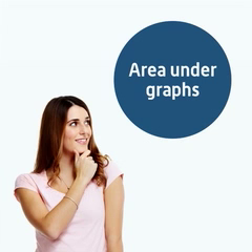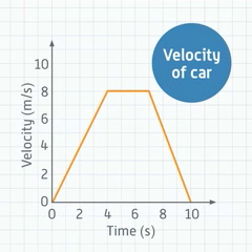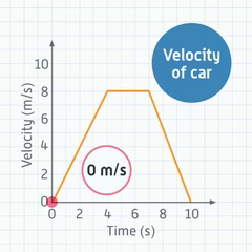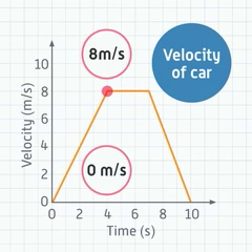In this chapter, we'll look at some of the more complicated examples of calculating area under graphs. The graph shows the velocity of a car over a 10-second period. It shows, for instance, that the velocity of the car was 0 meters per second at 0 seconds and rose steadily to 8 meters per second over the following 4 seconds.